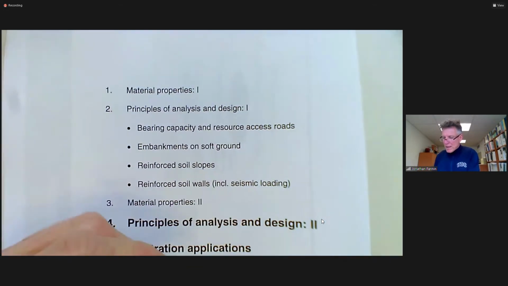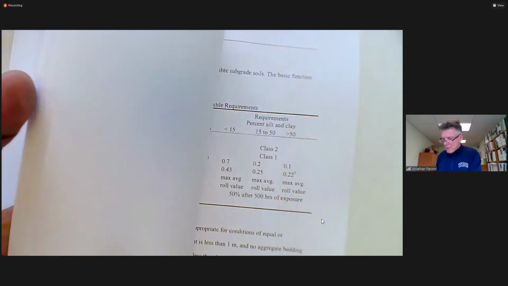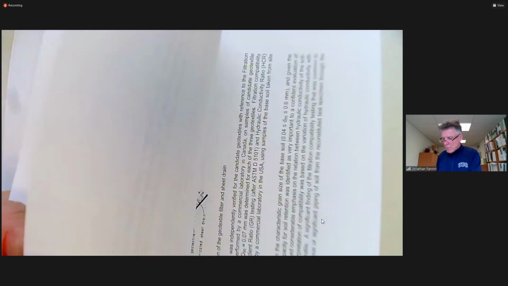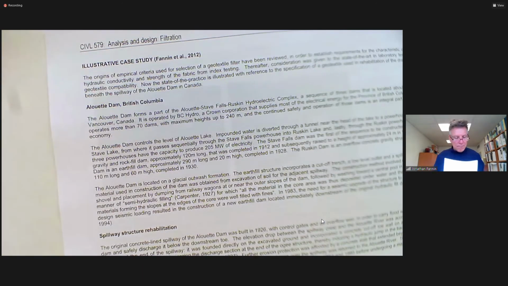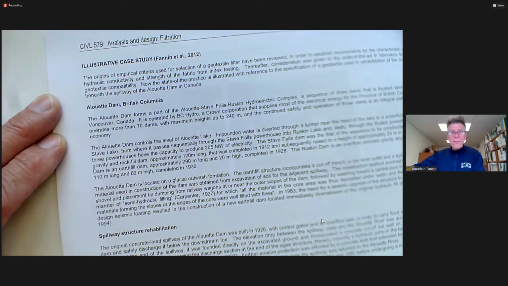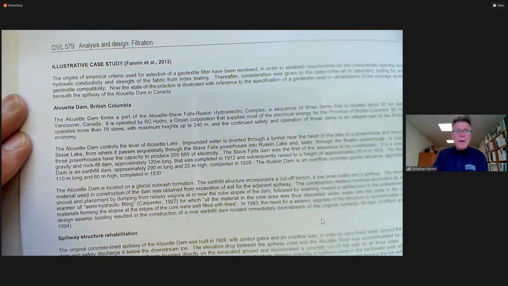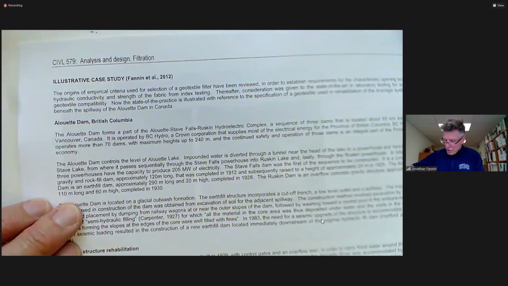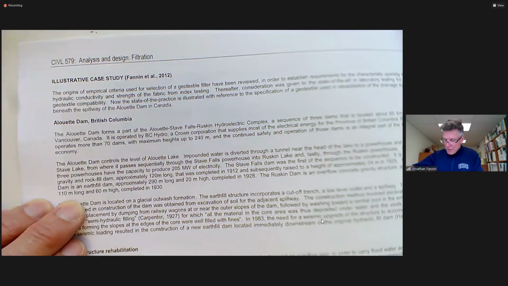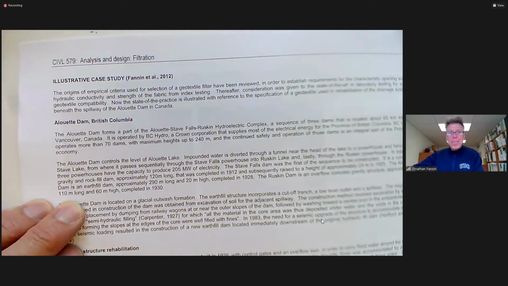If I turn to the back pages, I'm going to try and build the notes so that you too would be in a position to undertake a design and supervise construction and write the specification documents for the following. Okay. The challenge is the Alouette Dam. Okay.